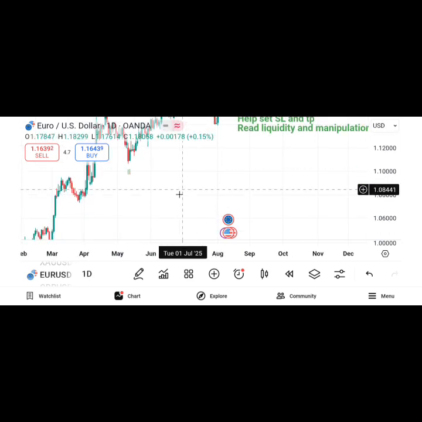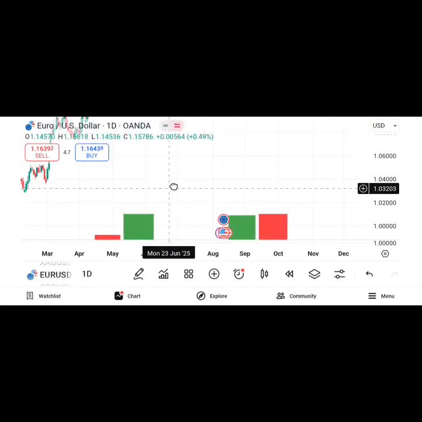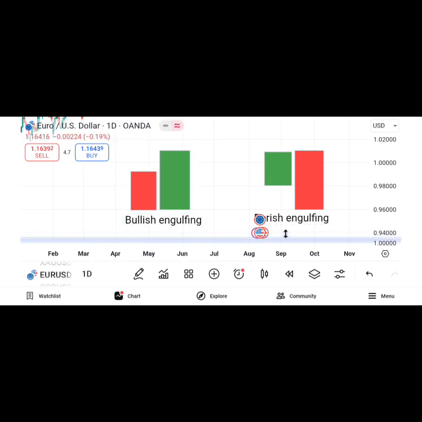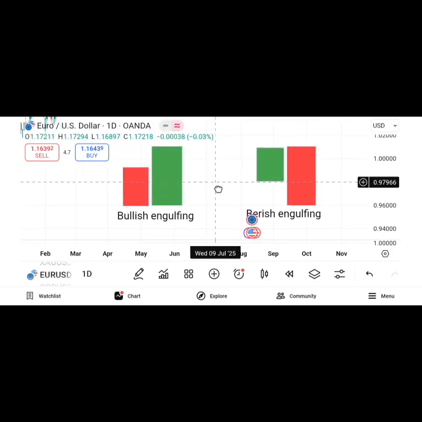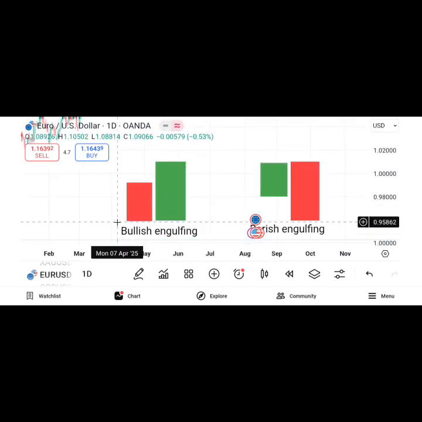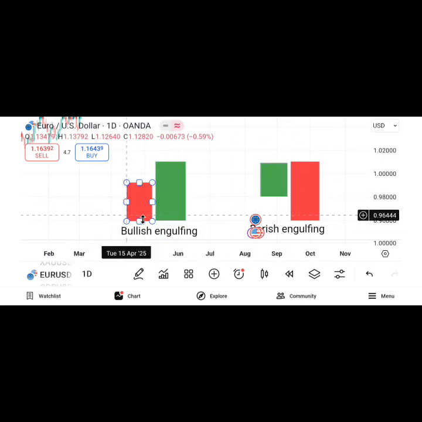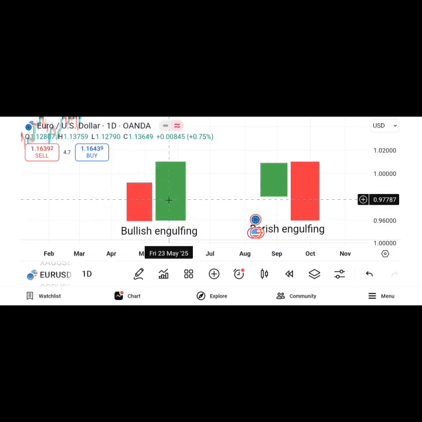So I have some common candlestick patterns. First, we have the bullish engulfing and the bearish engulfing candle pattern. The bullish engulfing is when the second candle engulfs the first candle entirely.